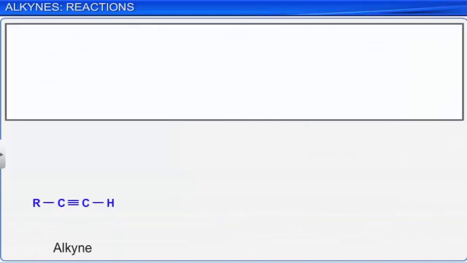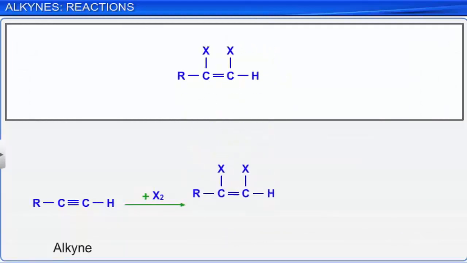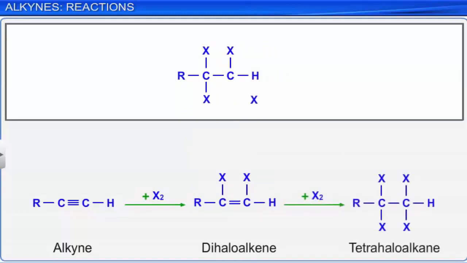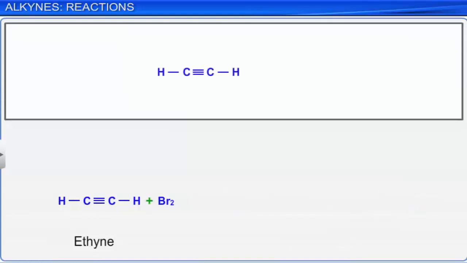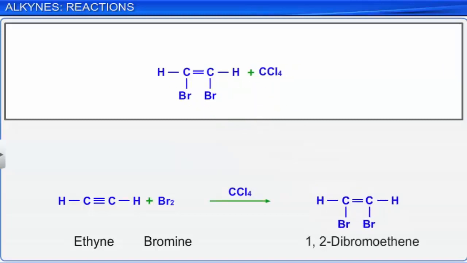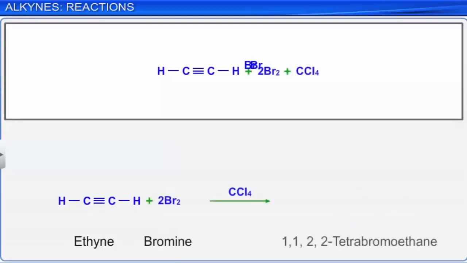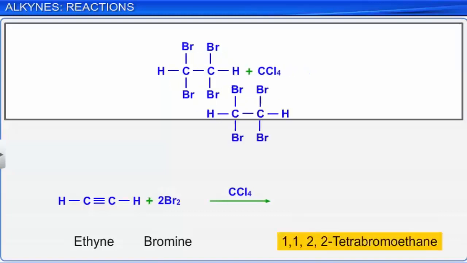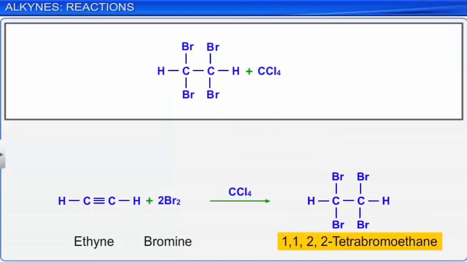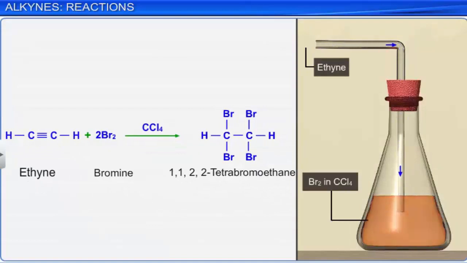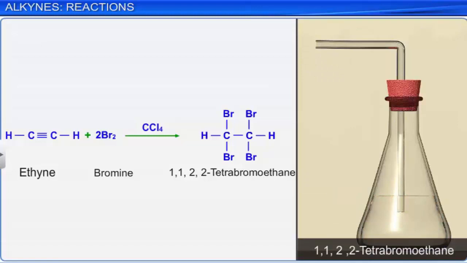Alkynes form dihaloalkene when treated with one molecule of halogen and form tetrahaloalkane when treated with two molecules of halogen. For example, when ethyne reacts with one molecule of bromine, it forms 1,2-dibromoethene. And when it reacts with two molecules of bromine, 1,1,2,2-tetrabromoethane is formed. The reddish-brown color of bromine decolorizes due to the formation of saturated 1,1,2,2-tetrabromoethane. Thus, this reaction is used as a test for unsaturation.